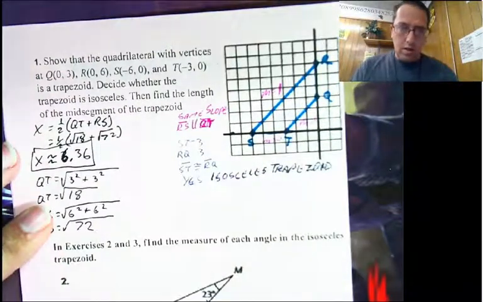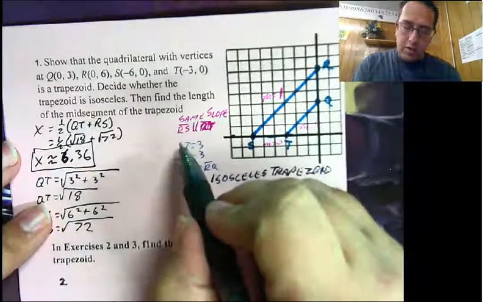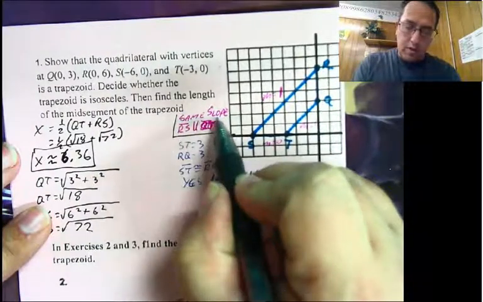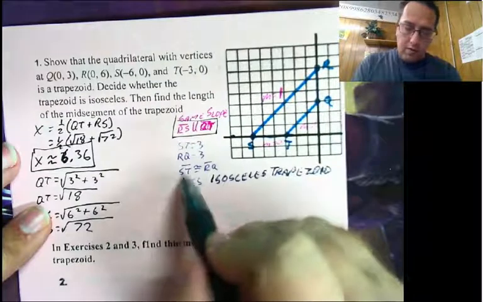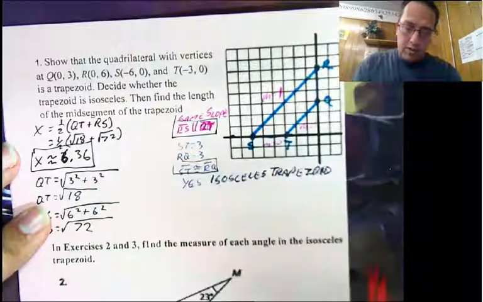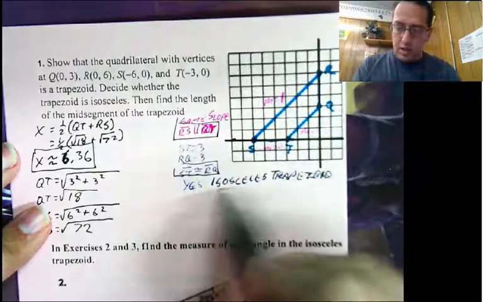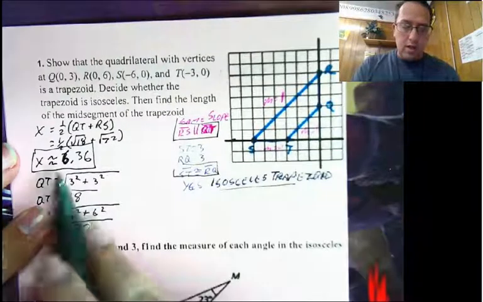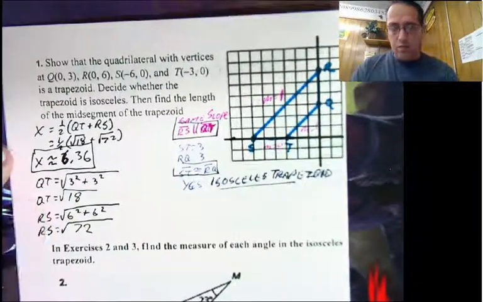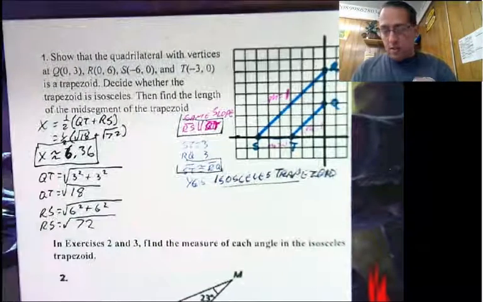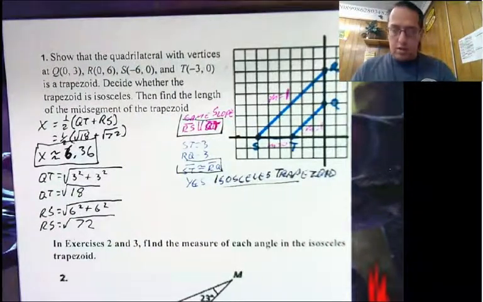All right. So there it is. We have shown that it is a trapezoid because we have these with the same slope and therefore parallel. We have shown that the legs are congruent, and so it is an isosceles trapezoid, and then we found the length of the midsegment. Right. So that did take a little bit of work. The rest of this, not so bad.